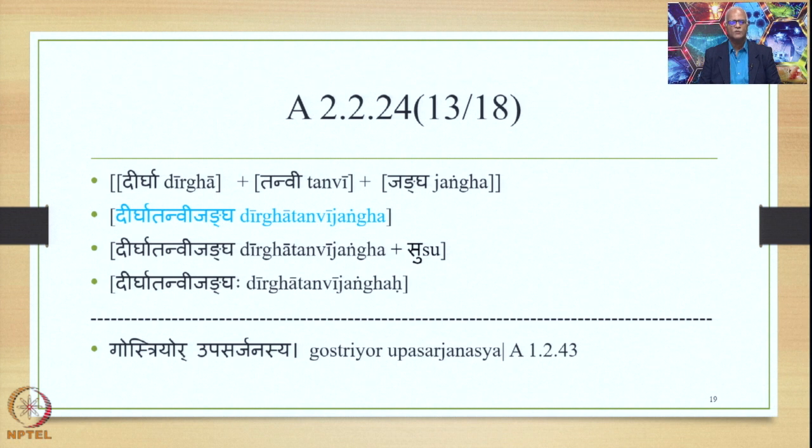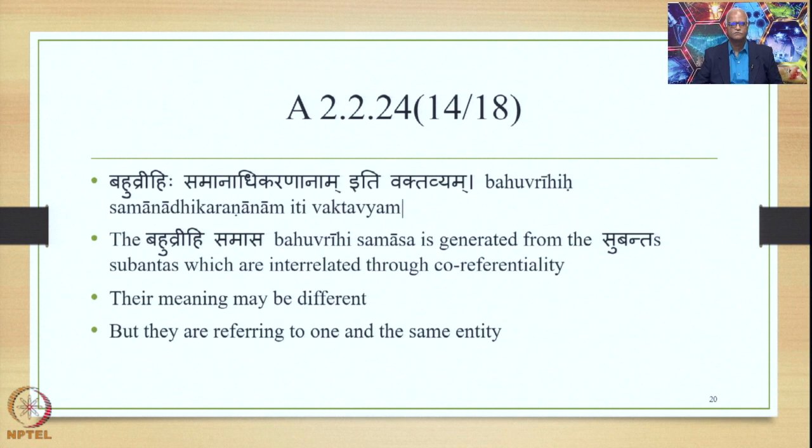Now, when we decide to use it in the sentence, we add the pratyaya su to it. So we get dirghatanvi jangha plus su. And finally, we get dirghatanvi jangha. This is how more than two subantas simultaneously get compounded and the bahuvrīhi samasa output is generated.